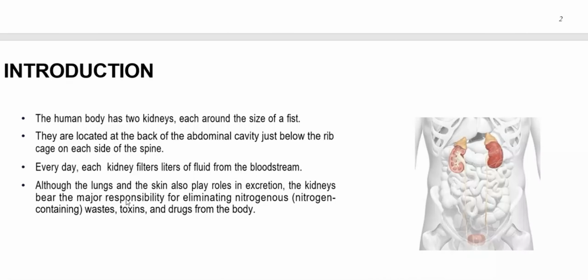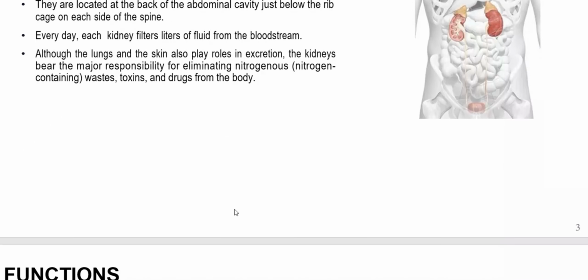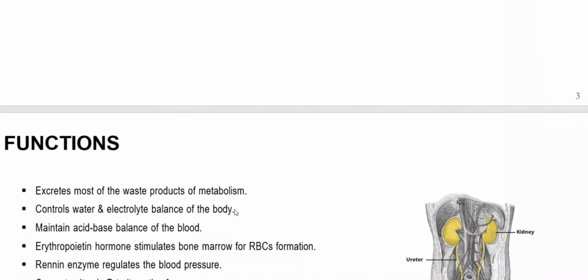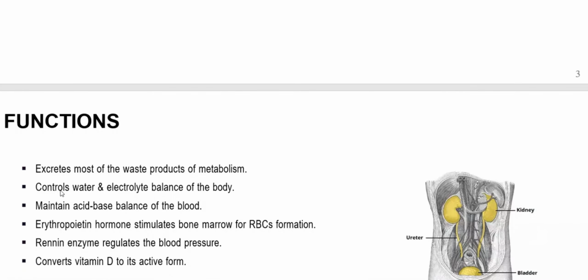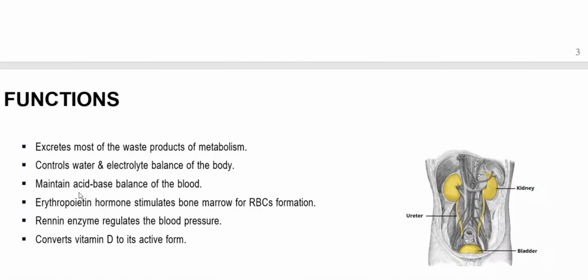Although the lungs and skin also play some role in excretion, the major excretion or elimination of nitrogenous products, waste products and toxic drugs from the body is through the kidney. The important functions of the kidney: number one, it excretes most of the waste products of metabolism. Number two, it controls the water and electrolyte balance of the body. Number three, it maintains acid-base regulation in the blood.